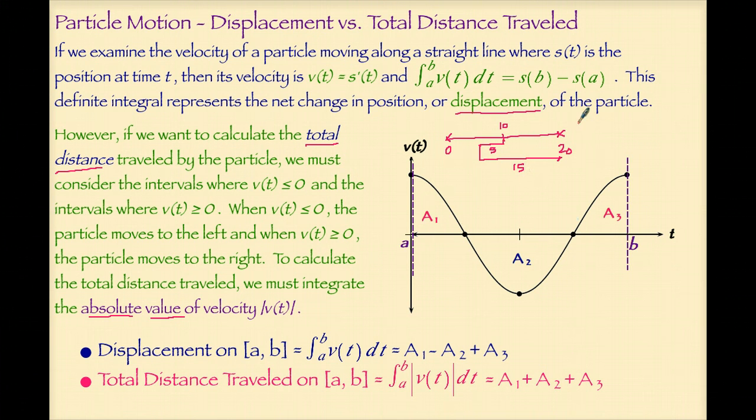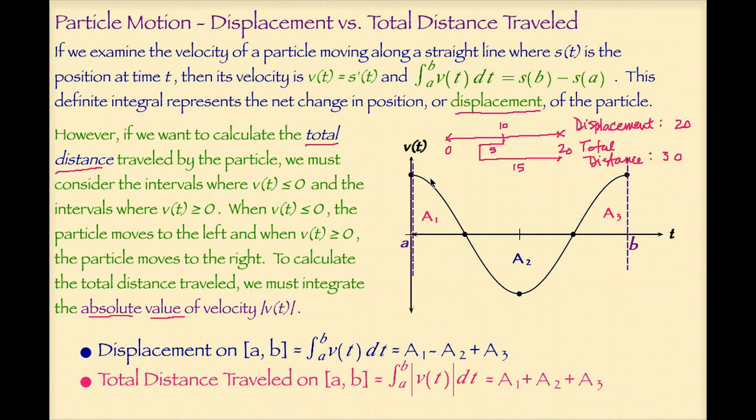If we're just talking about displacement, which is a net change in position, all we would really be interested in is you started at 0, you ended at 20. Your net change in position is 20. But if we wanted to talk about total distance traveled, we would need to take into account the initial 10 feet that you walked, and then the 5 that you walked backwards, and then the remaining 15 that you walked to get to your destination. That would be 10 plus 5 plus 15, which is 30.